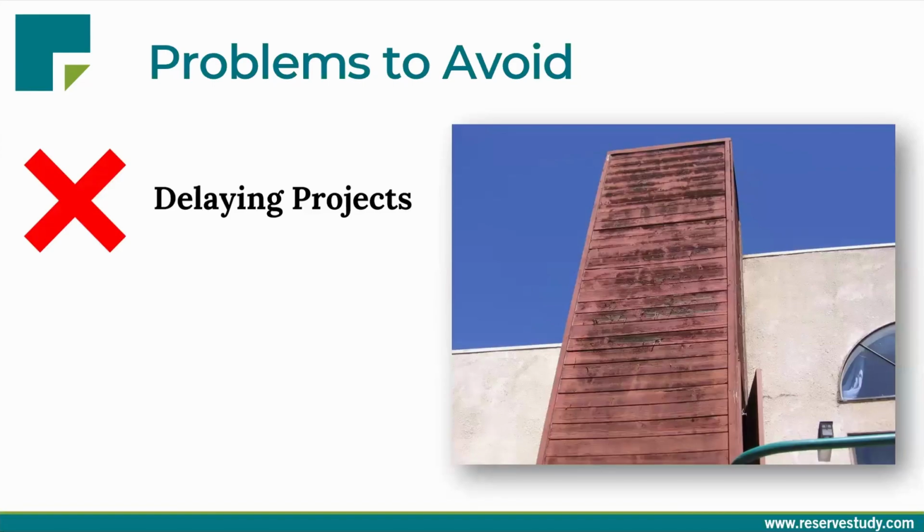The next is to avoid delaying projects. You generally don't save money by delaying a project. It still needs to get done. It doesn't go away. And when you get around to it, sometimes it costs more because it needs additional work. So look at this wood siding on your screen. By delaying painting it, a couple of dollars per square foot, they now need to replace it at $15 to $20 a square foot, about 10 times as much. So they just shot themselves in the foot.